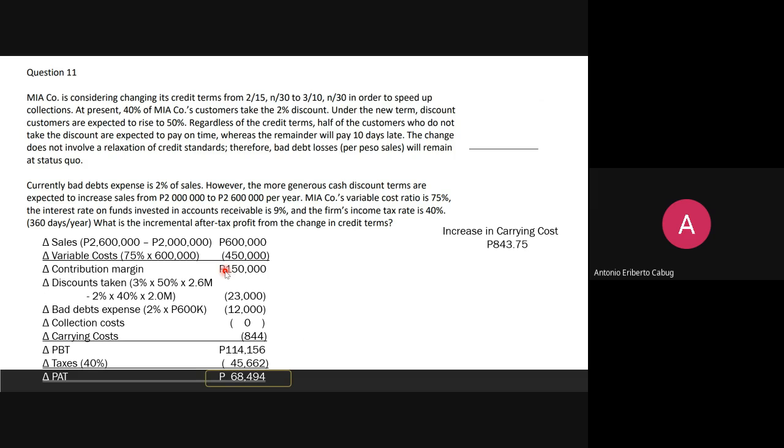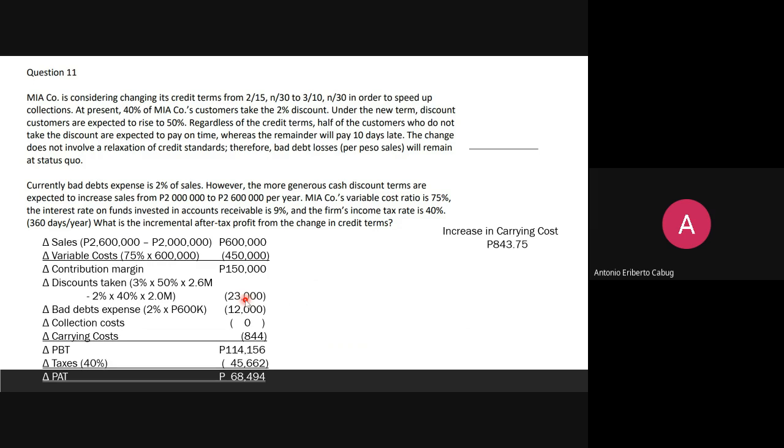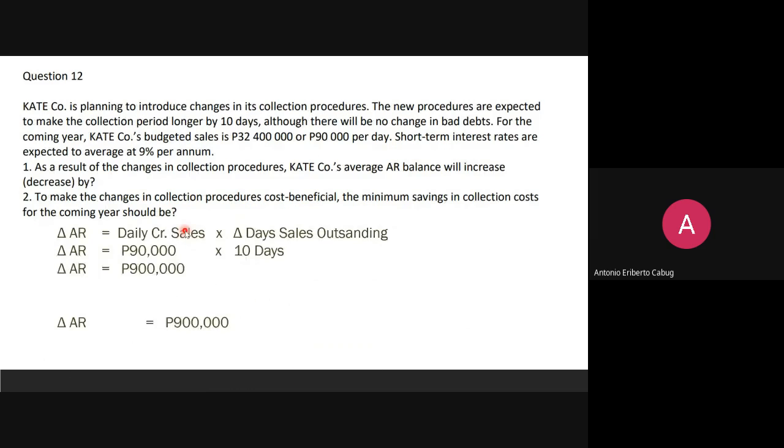Ulitin ko ha, ganito dapat ha. Ideally, you multiply the investment in AR by the interest rate. Okay? So, to arrive at the investment in AR, from AR, multiply by the VC ratio. In this problem, however, there is no variable cost ratio. Diretso natin i-multiply sa interest rate. So, 81,000 is the best answer here. Okay? 900K for number 1, 81K for number 2.